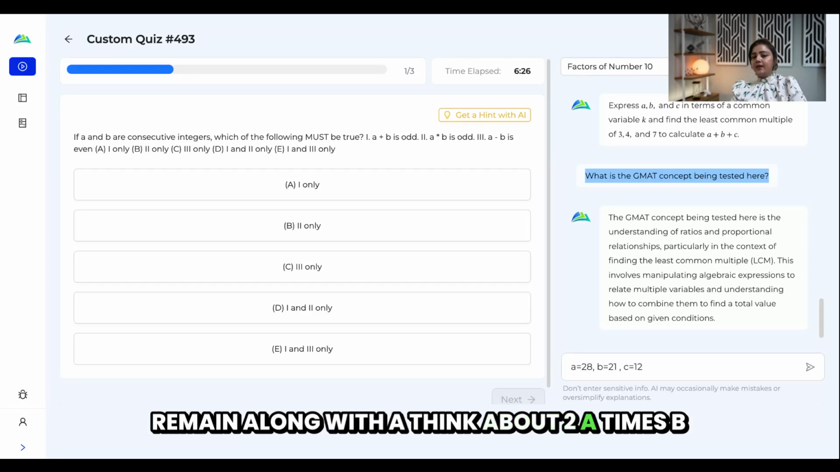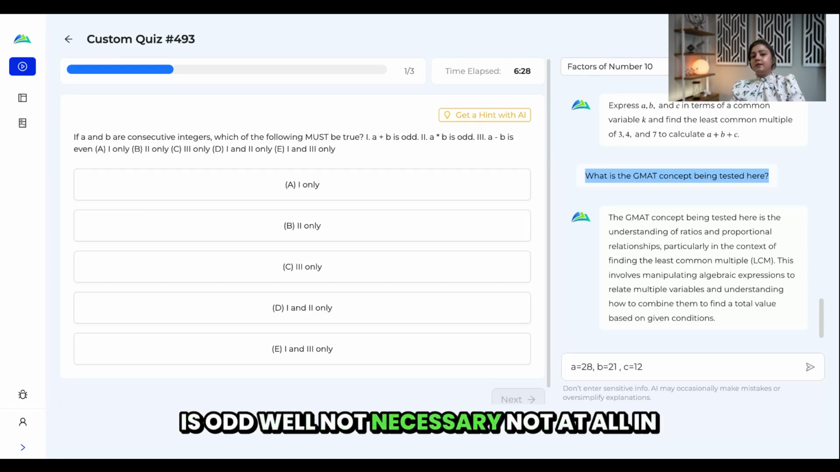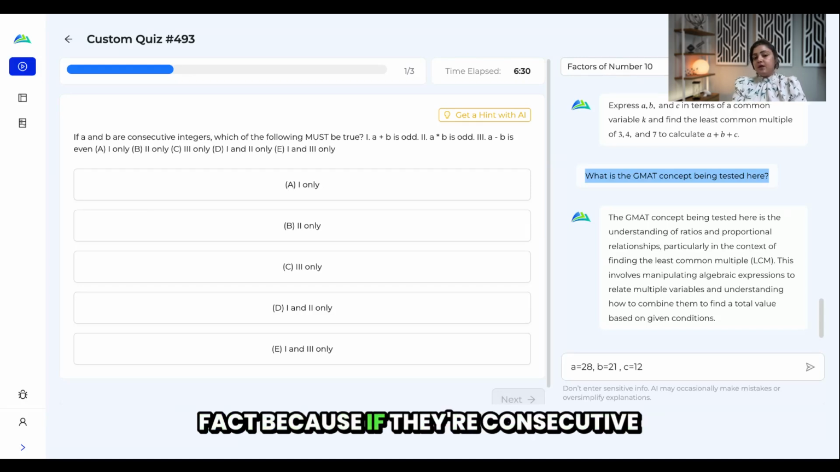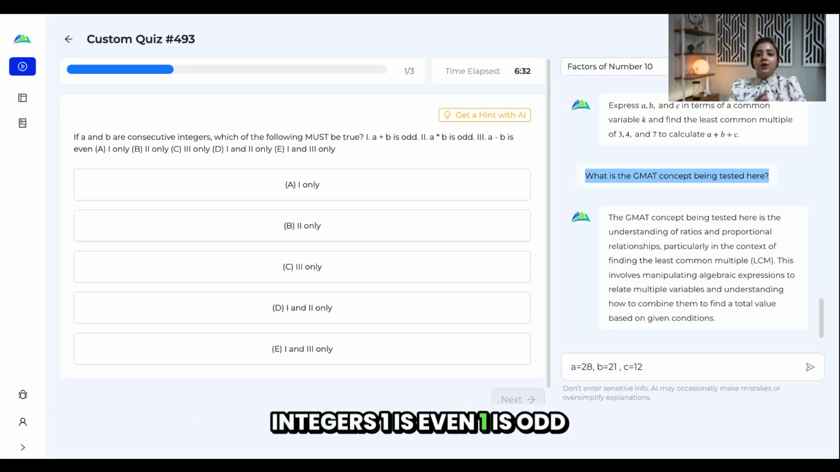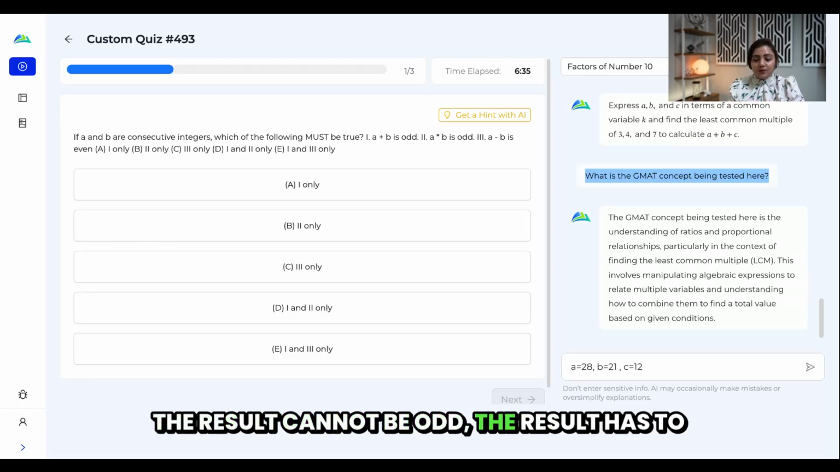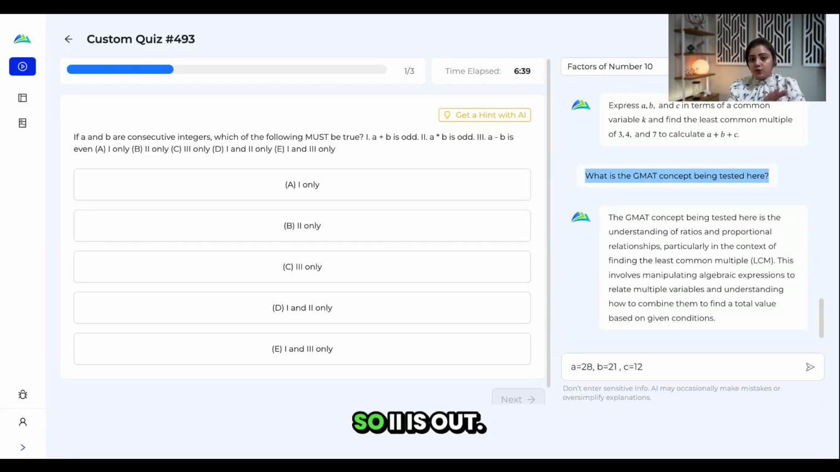Think about 2. A times B is odd. Well, not necessarily. Not at all, in fact, because if they're consecutive integers, one is even, one is odd. The result cannot be odd. The result has to be even. Even times odd or odd times even will be even. So 2 is out. Answer choice D is out.